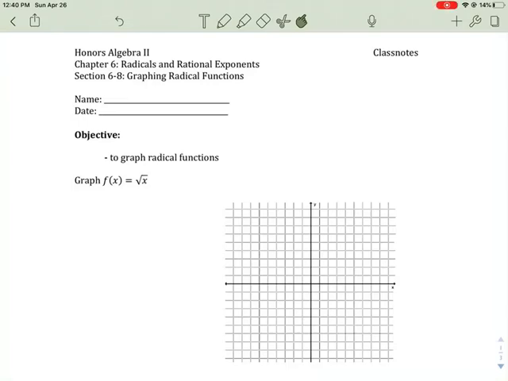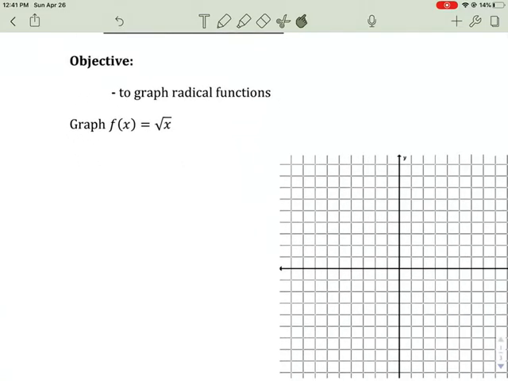Hi everyone. So today we're going to finish up our radical section with talking about how to graph them. So we're going to do some by hand and then we can do some with Desmos. So the first thing we're going to do is graph the square root function.